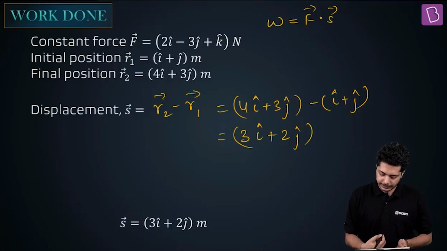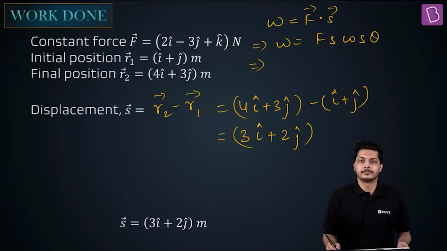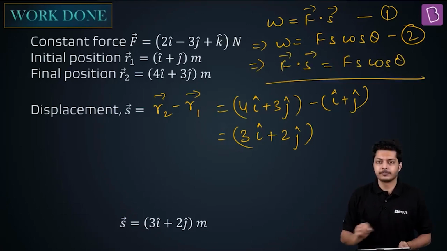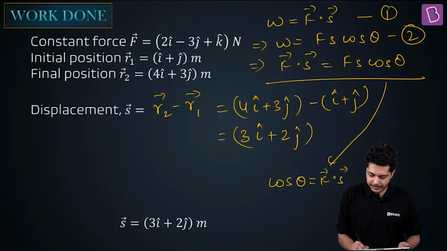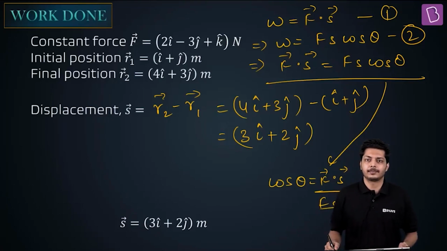Work done is equal to F dot S. So we can write work done is equal to Fs cos theta, right? If this is equation 1 and this is 2, F dot S is equal to Fs cos theta, correct? And from here we can say that cos theta is equal to F dot S divided by magnitude of F and magnitude of displacement, right?